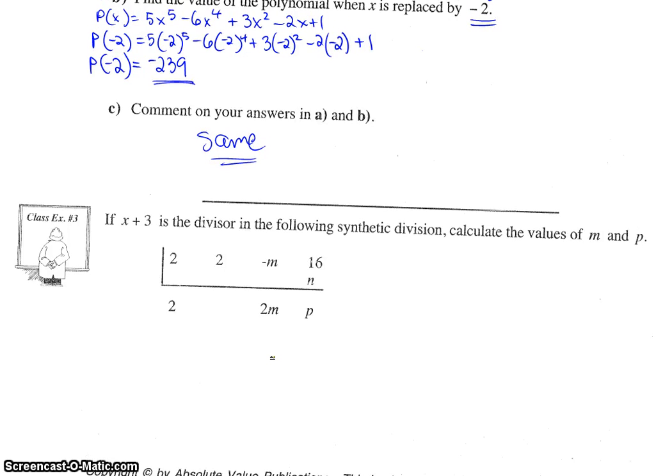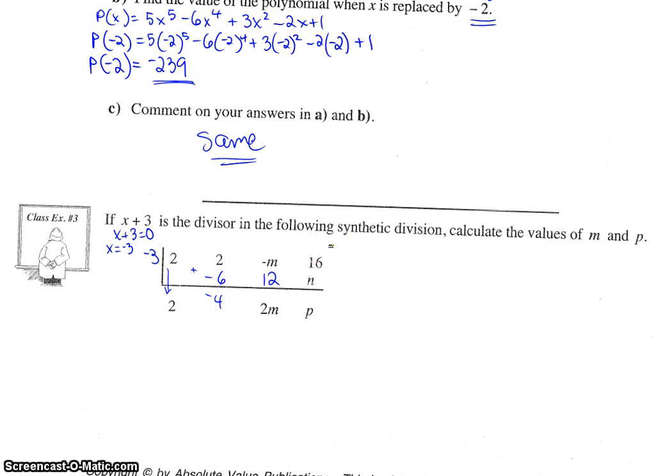How's that? Okay, example number 3. If x plus 3 is the divisor in the following synthetic division, calculate the values of m and p. So if x plus 3 is the divisor, let's set that to 0 to see what x would equal. So x equals negative 3. That's going to go there. Carry the 2 down. Let's follow this through. Negative 6, add, negative 4, multiply. Negative 3 times negative 4 is 12.